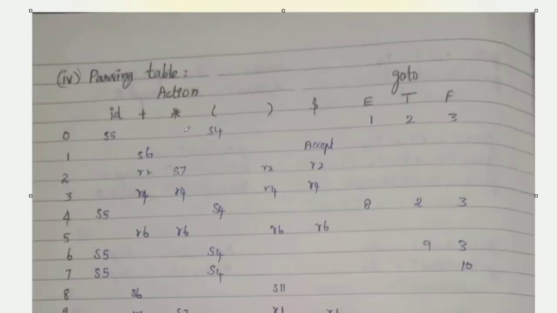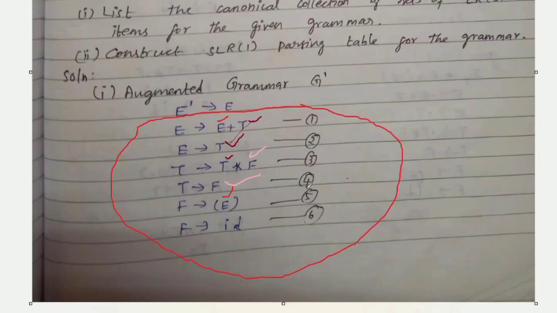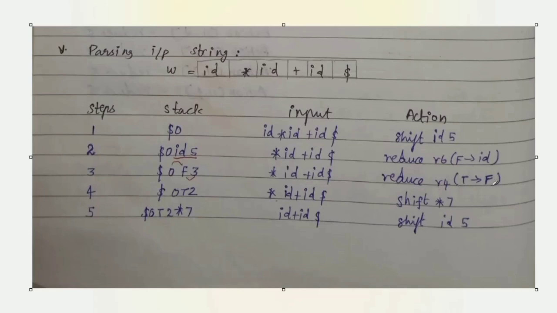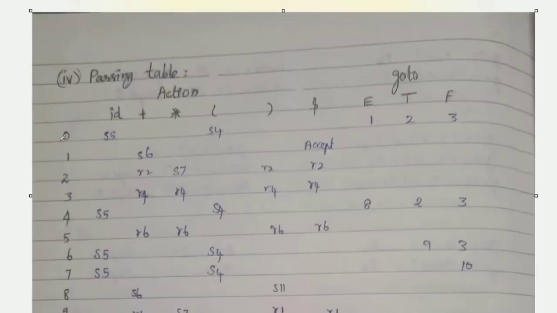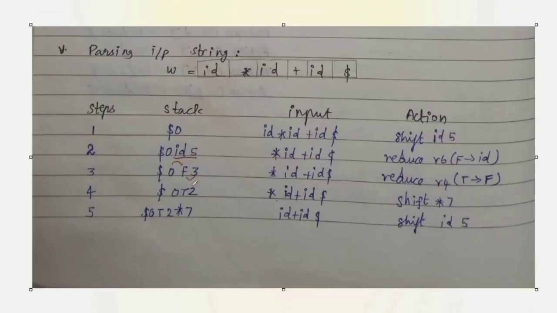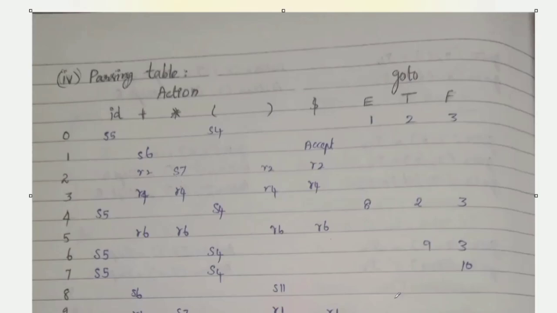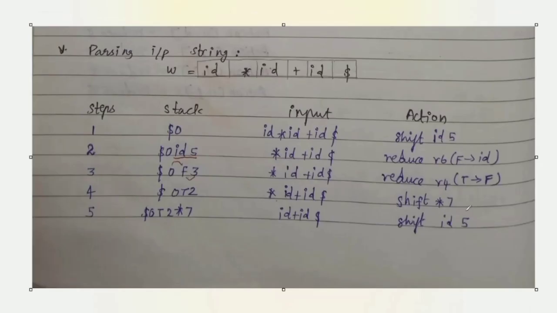Look at the table: 3 star is reduce 4. Reduce 4 is the equation number T tends to F. Then write reduce R4, T tends to F. In the stack $0 F3, F3 is reduced to capital T. Then the stack becomes $0 T, and the input symbols are star ID plus ID dollar. We cannot compare T star. We need a number, so compare 0 capital T. Look at the table: 0 capital T is 2. Here you write 2. Then compare 2 star. 2 star is shift 7. Write shift star followed by 7.